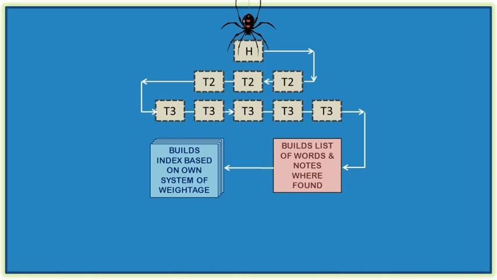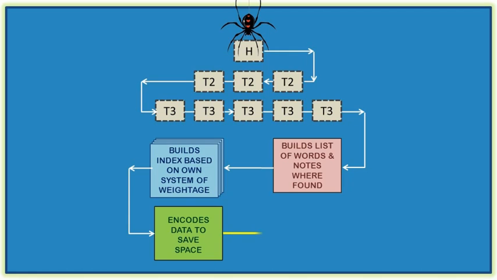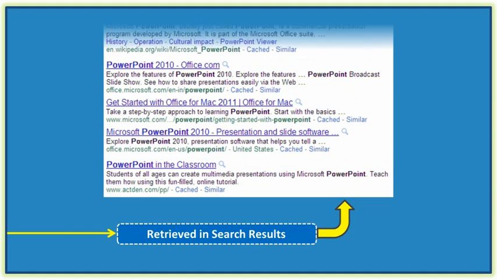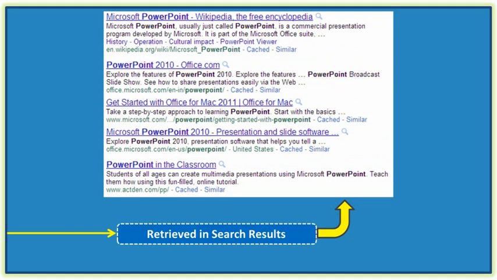Coming back to the topic, once the index building is over, the search engine encodes the data mainly to save server space and also for secrecy. Finally, the data is stored in a place that is accessed and retrieved by the search engine to show up in the search results in response to a search query by the user.